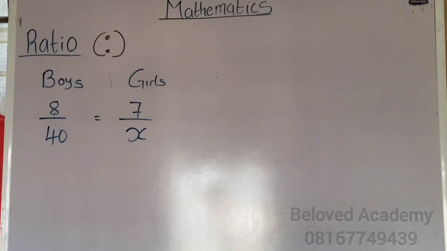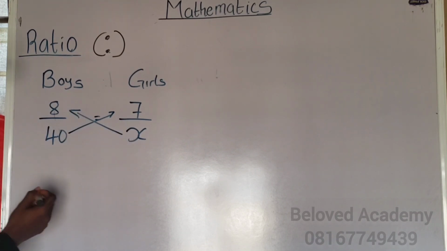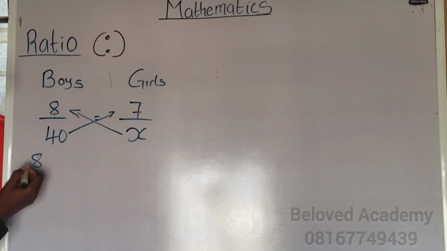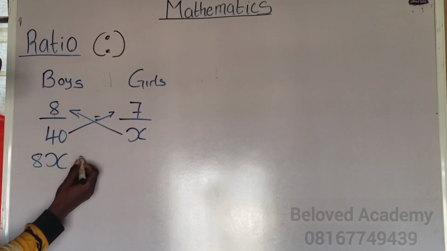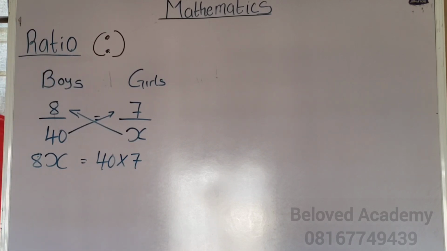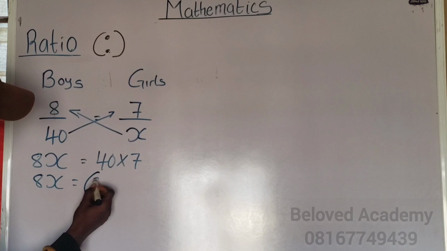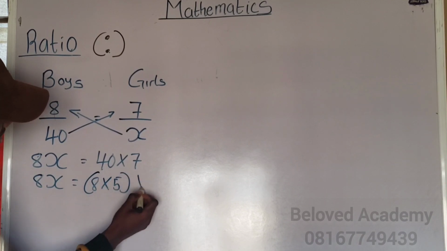Now we can easily solve for the number of girls present in the class when there are 40 boys, because we can easily cross multiply. So we multiply 40 by 7, and we multiply 8 by X. So 8 multiplied by X is 8x, which is equal to 40 multiplied by 7. Now 8x is equal to, we can express 40 as 5 times 8. So 8 times 5 multiplied by 7.